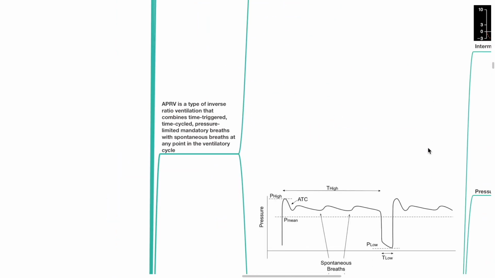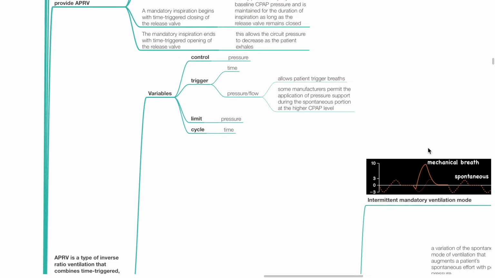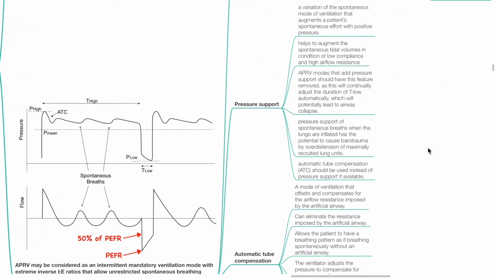APRV is a type of inverse ratio ventilation that combines time-triggered, time-cycled, pressure-limited mandatory breaths with spontaneous breaths at any point in the ventilatory cycle. Control is pressure, trigger is time or pressure or flow, limit is pressure, cycle is time. APRV may be considered as an intermittent mandatory ventilation mode with extreme inverse IE ratios that allows unrestricted spontaneous breathing.